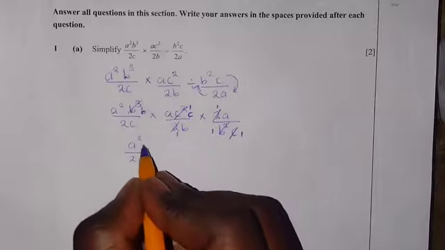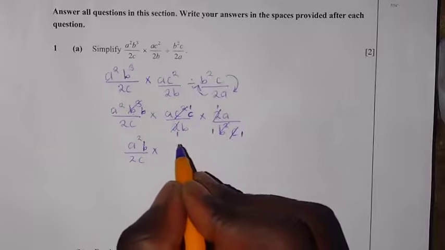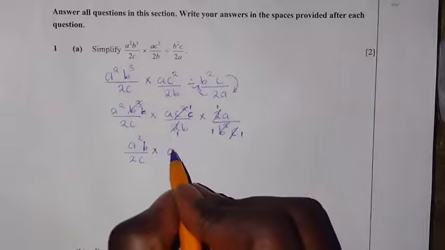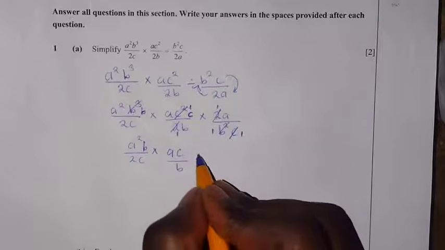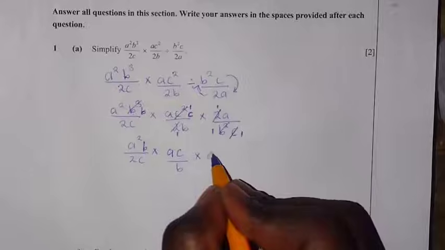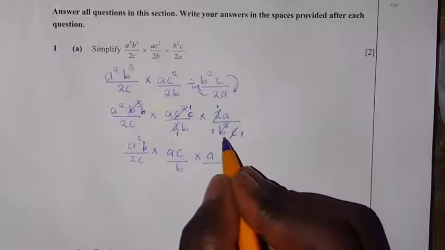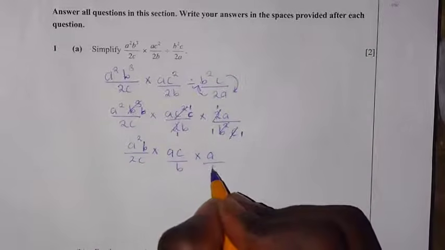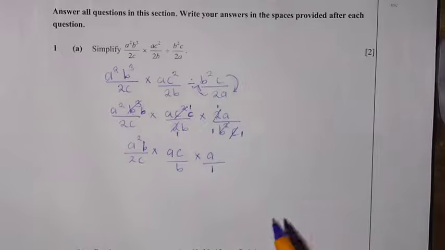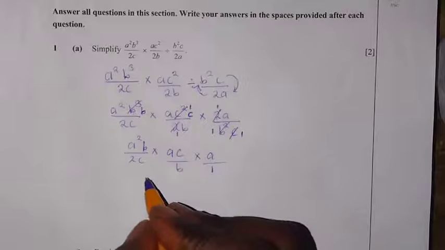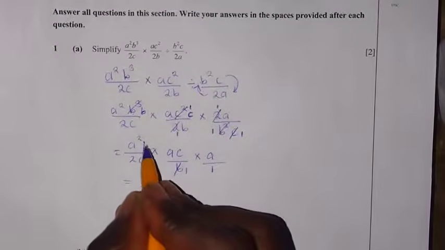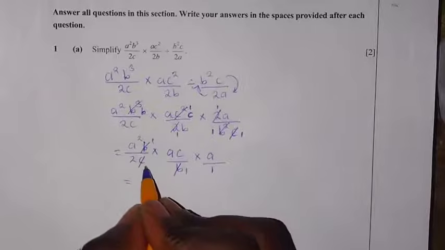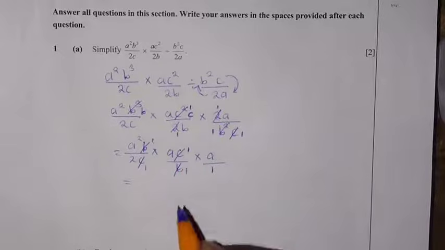Okay, then here there is a b also, don't forget that, times here there is a, then there is a c here over a b, times here there is a over, then here we are remaining with a 1 because there is a 1, there is a 1, so we are just remaining with a 1. 1 times 1 is a 1. Then from here again we can cancel this b1 into this b1, c1 into this c1.